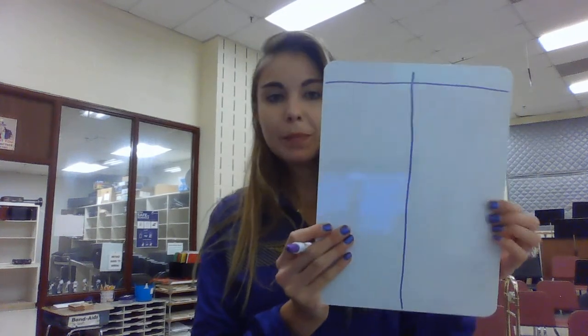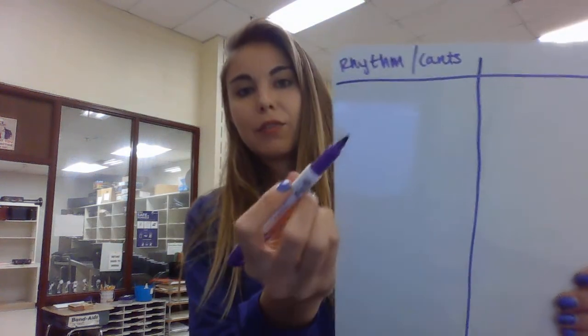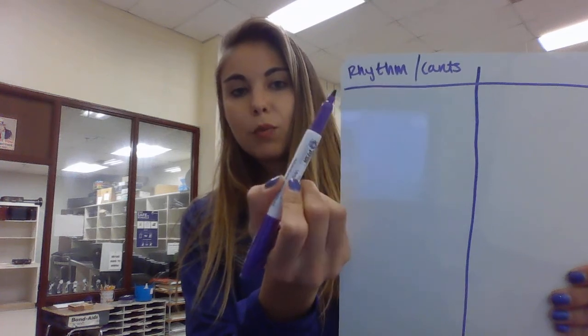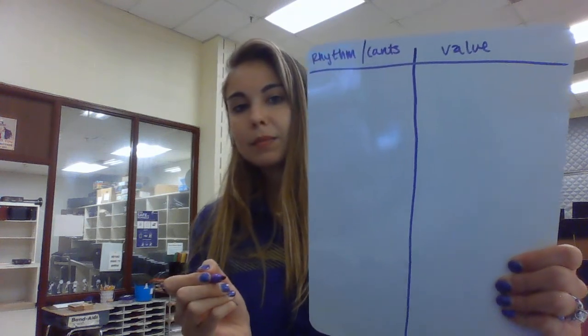So on your piece of paper, you can draw a line right down the center and draw a line right across the top. On one side, you can write rhythm and counts. Make sure you're spelling rhythm correctly. It's a funky word. R-H-Y-T-H-M. Rhythm. And then counts. That's going to be on this side of the chart, and on the other side of the chart you're going to write the value, how long each rhythm is going to last. Okay?